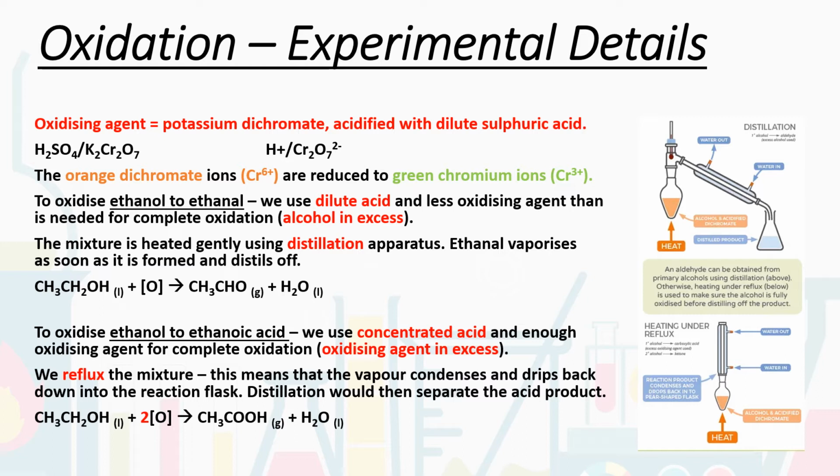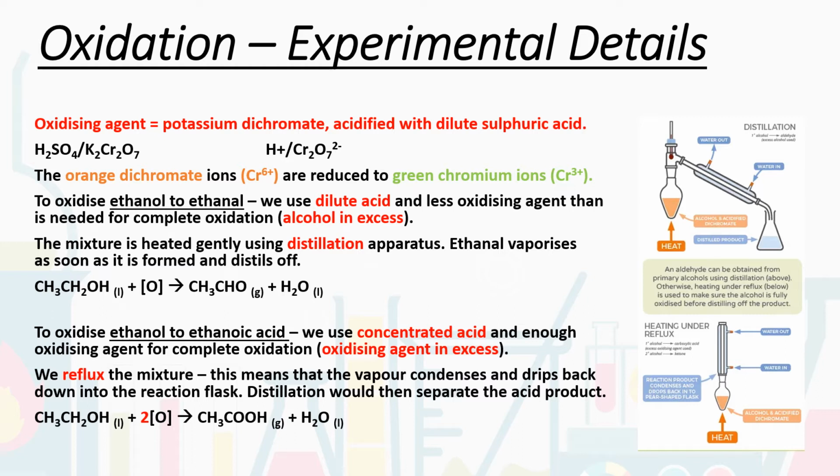So to oxidize ethanol to ethanal, that's the alcohol to the aldehyde, we use dilute acid and less oxidizing agent than we need for complete oxidation. Essentially, we have the alcohol in excess, and the mixture is heated using distillation apparatus. The reason for this is that we don't want to go the full way to oxidizing it to the carboxylic acid. We want to be able to stop at the aldehyde. Using excess alcohol is one way that we can do it. The other way is the distillation, and this really is the key part of it.